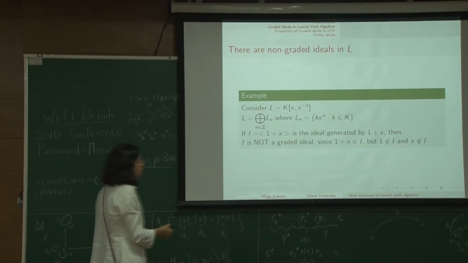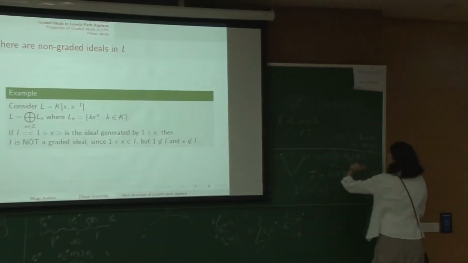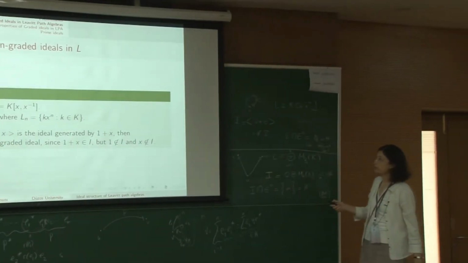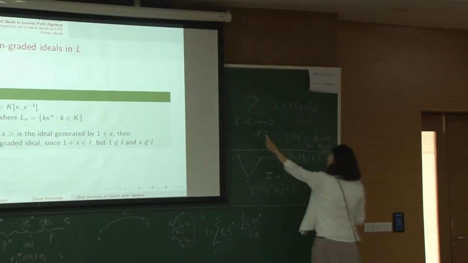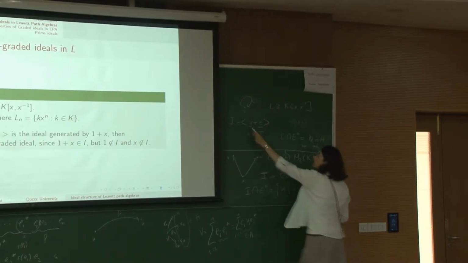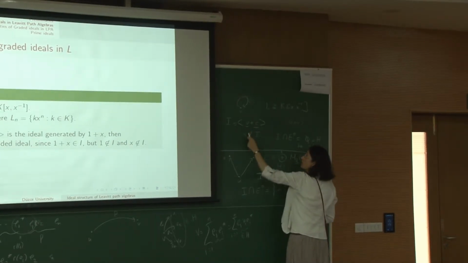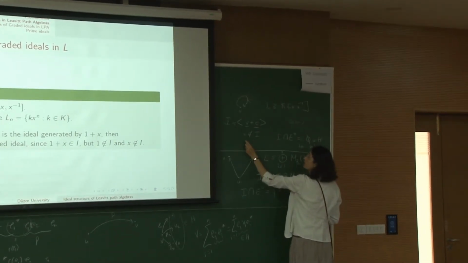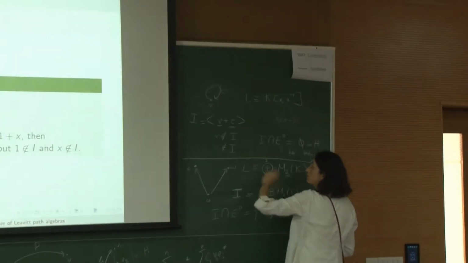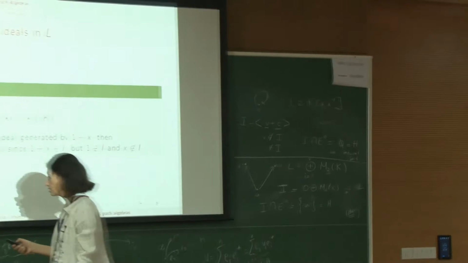However, not all ideals are graded, as the famous example again shows. This is an ungraded ideal. You have a degree 0 element here and a degree 1 element here. The sum is in the ideal. However, B is not in I, neither is C. So I is not a graded ideal.